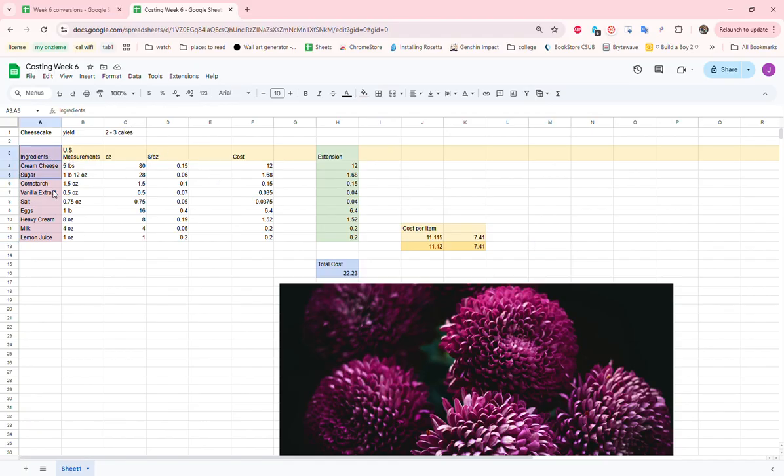So again, these are your ingredients, your measurements, ounces, how much it costs per ounce of ingredient. You have your extension, total cost, and our rarely seen cost per item. This is per 2, this is per 3.